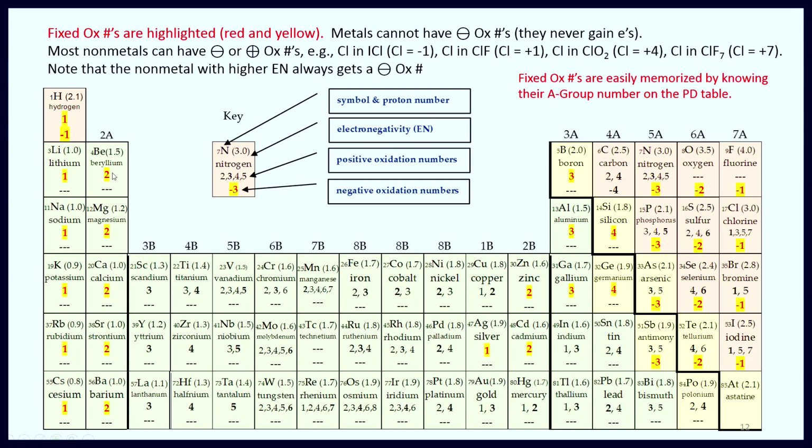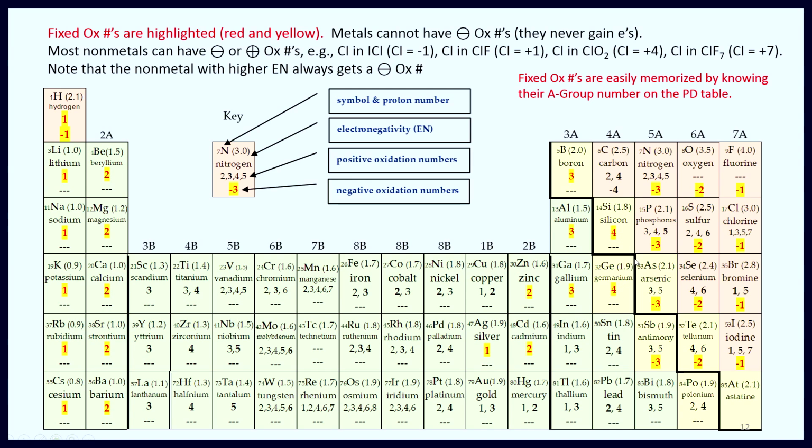Group 2A metals, beryllium, magnesium, calcium, strontium, barium, and radium below it, their oxidation number or charge is always +2 in all of their compounds, no exceptions. And in group 2B, zinc and cadmium, +2 as well, always. In group 3A, we have boron, aluminum, and gallium. Their oxidation numbers of +3 are fixed, always +3 in all their compounds. In group 4A, we find silicon and germanium. These two metalloids, their oxidation numbers are always +4.